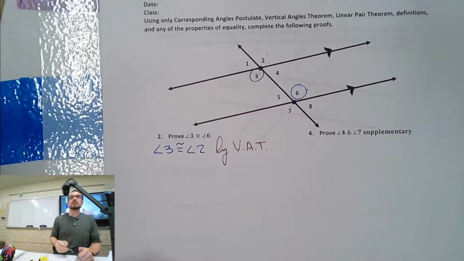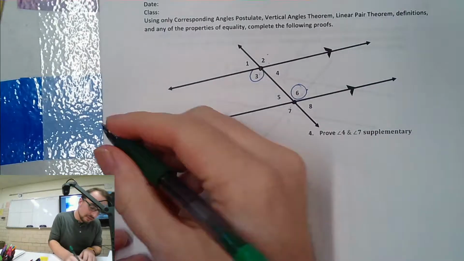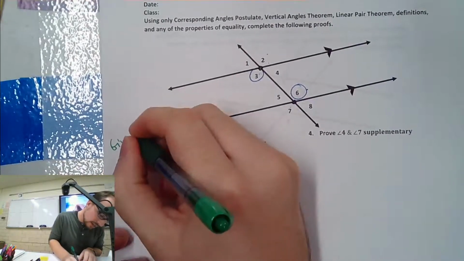So we forgot something. They give us the lines are parallel, don't they? So we should write that. Given: L is parallel to M.